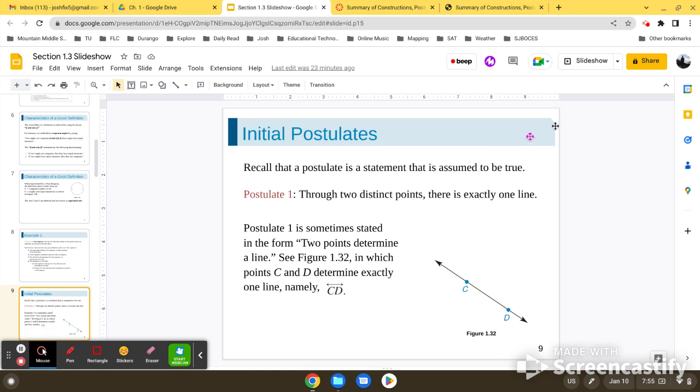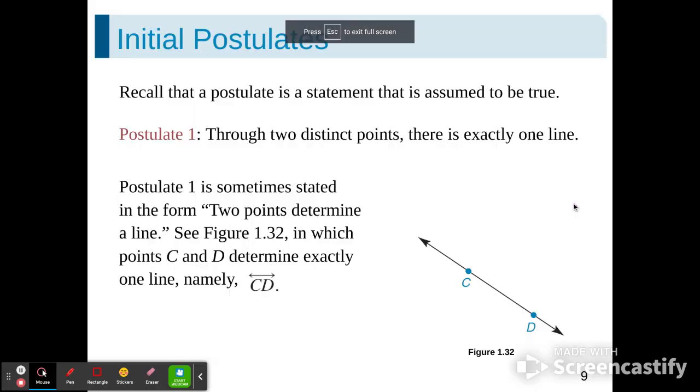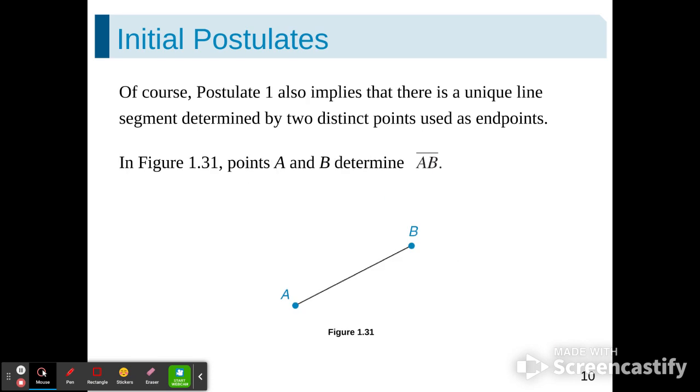So the initial postulates that we're going to take a look at when we jump in: recall that a postulate is a statement that is assumed to be true. So we already know this has already been proved, so we can just use it. Through just 2 distinct points, there's exactly 1 line. This would be a situation where we might use this in a problem where we need to define that a certain line passes through 2 points, and so we can move forward with that. And we'll see that as we move further into the course.